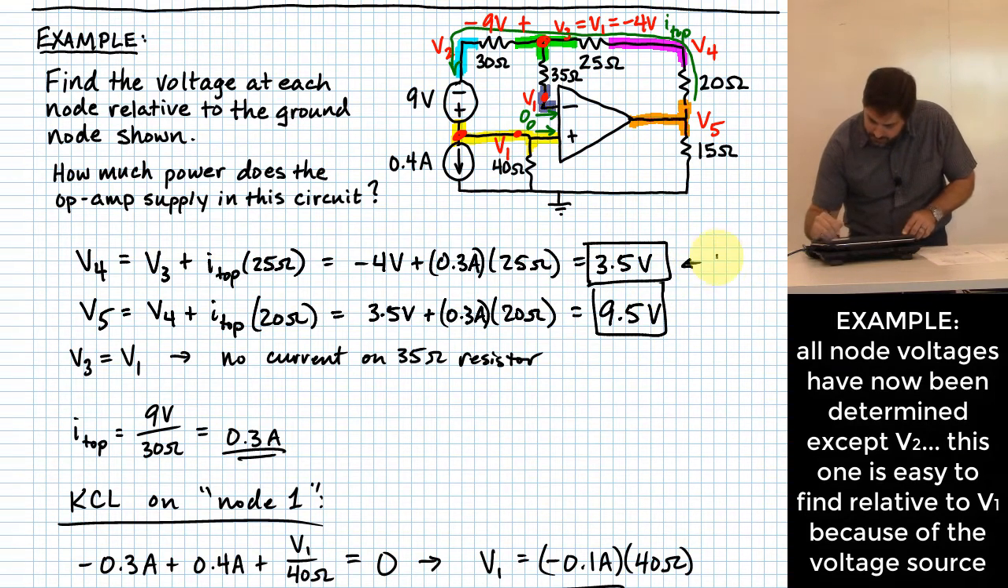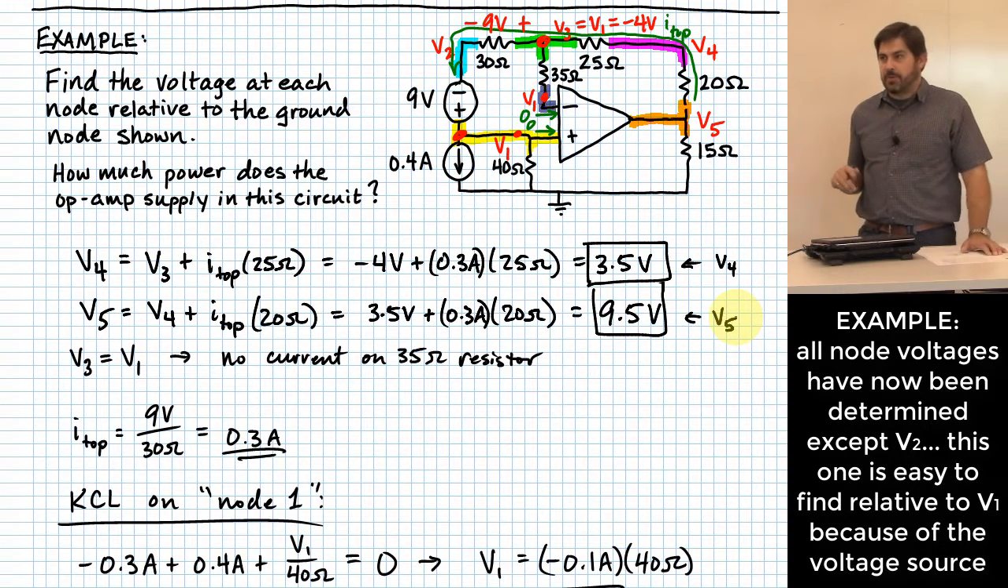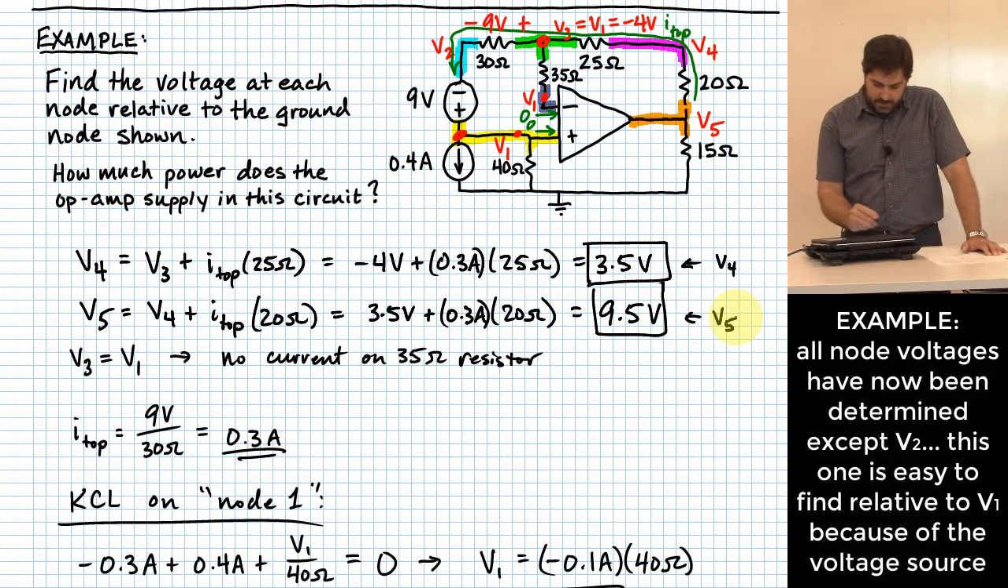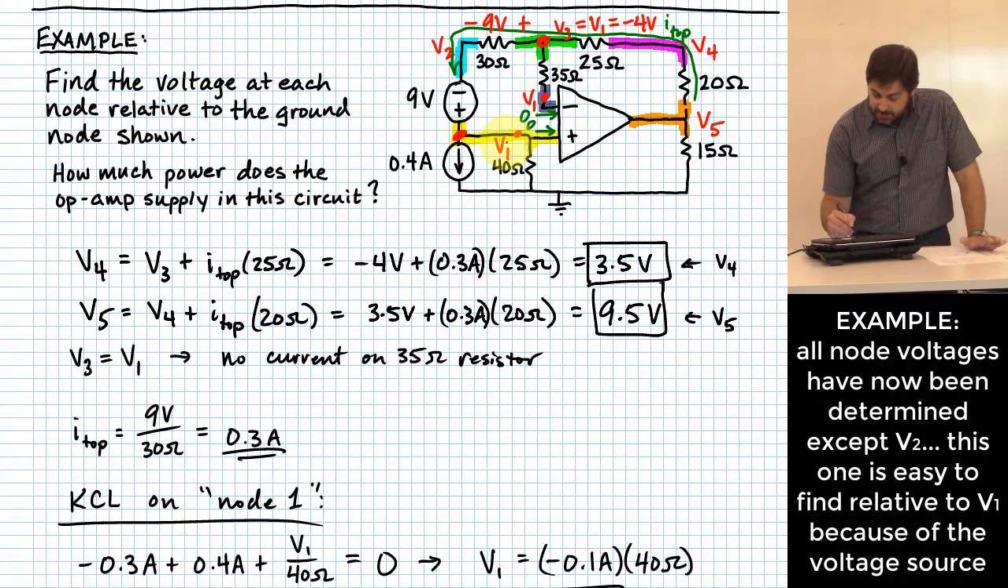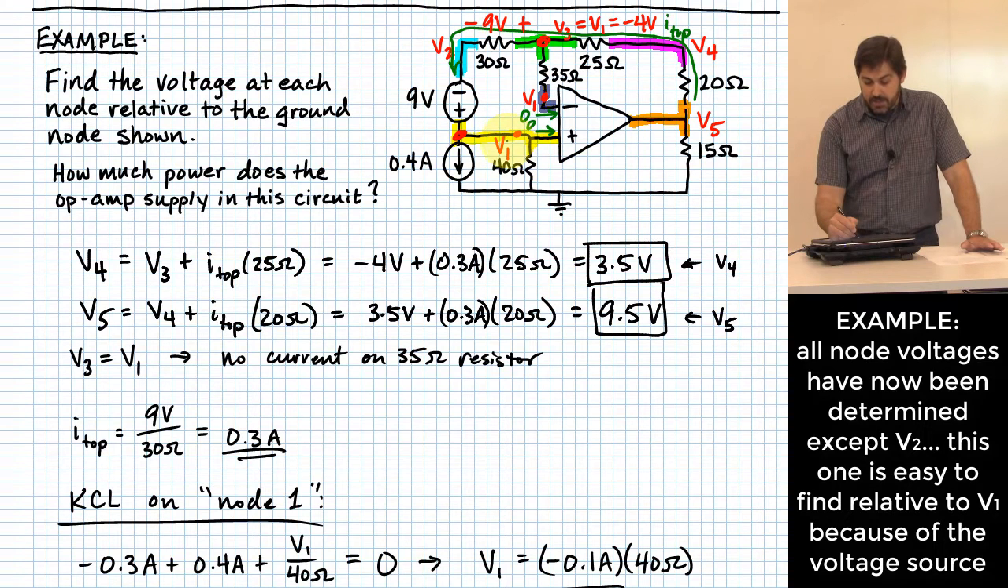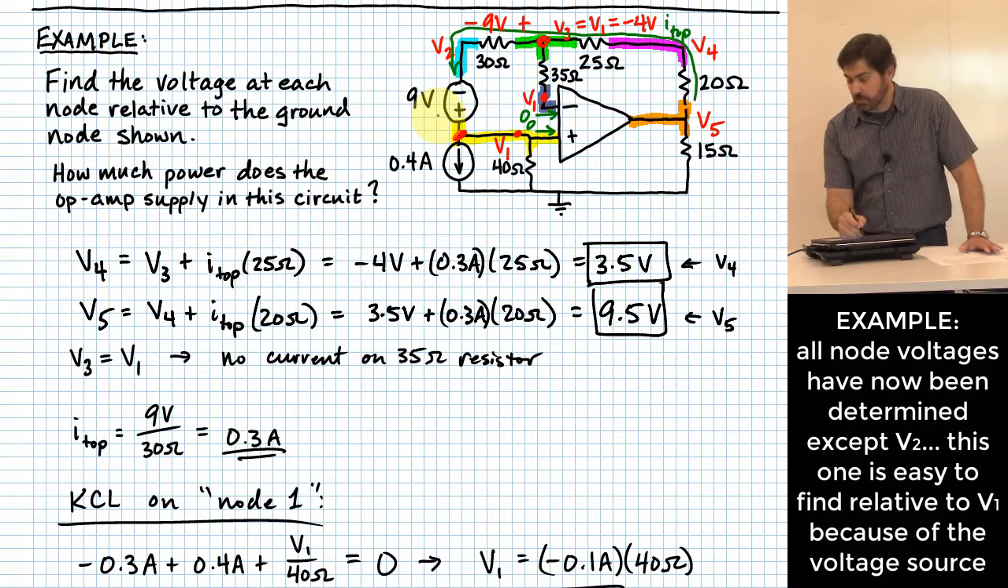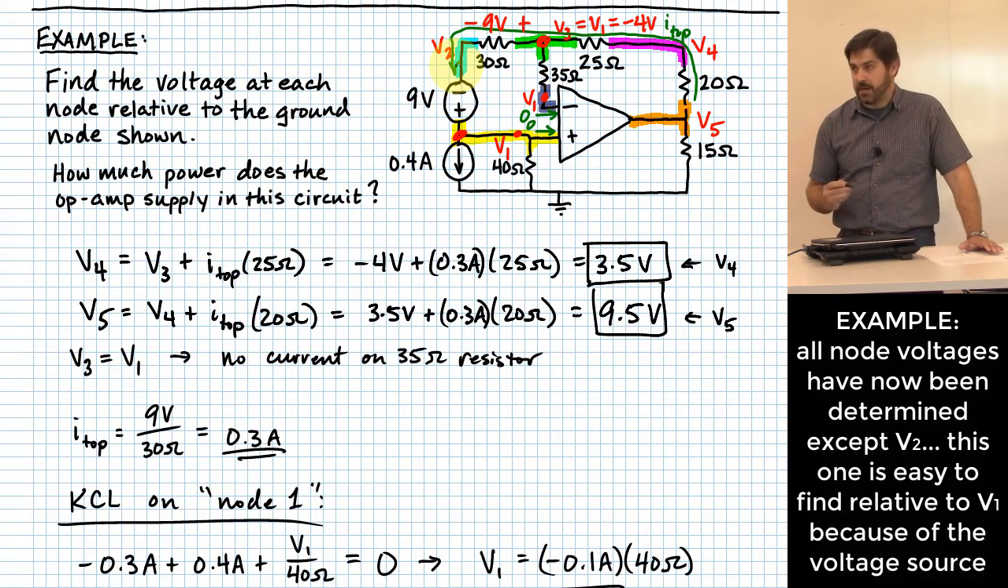Okay, this was V4 and this was V5. Have we finished the first part of the problem? It said find the voltage at each node relative to the ground node shown. Okay, we haven't done V2. Good observation. Is there an easy way for me to get V2? To me it looks like V2 should be 9 volts less than V1. Why do I say that? Yeah, they got the positive side of this voltage source on the V1 side. That means you're going to have 9 volts less when you go to the V2 side.